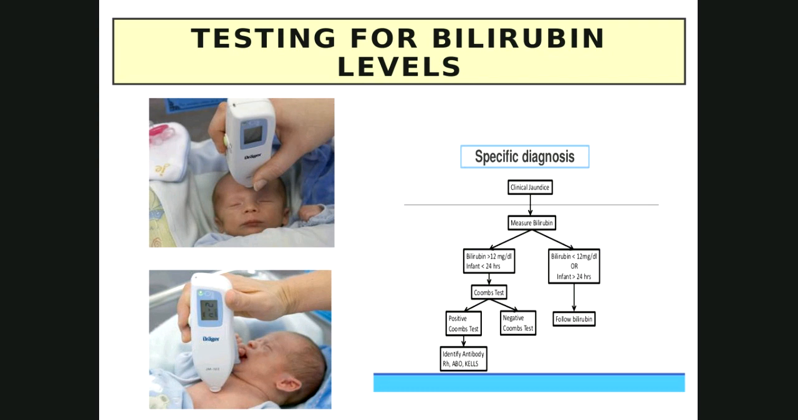It's this machine, it's a handheld thing, and you press down on the baby's forehead and the chest 3 times, beep, beep, beep, and then it takes the average of that recording. It measures how much yellowness is really there, and it gives you a reading, and then you can know if the levels are high or low.